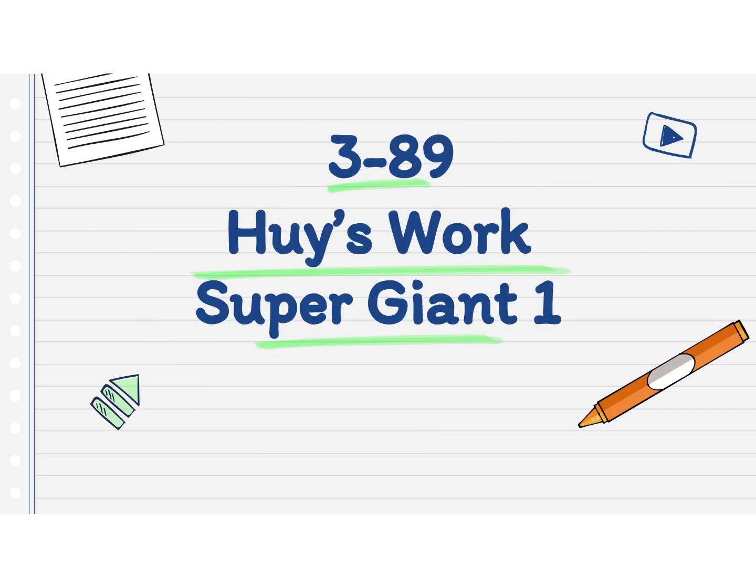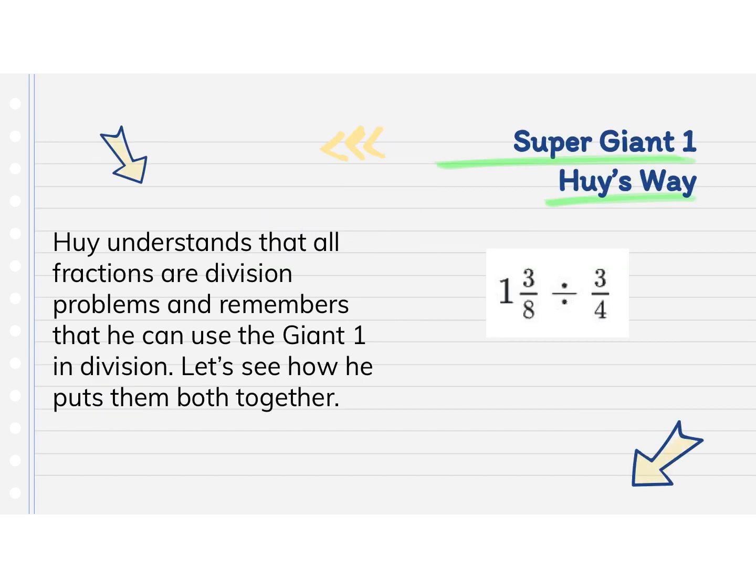So our next thing that we're going to take a look at is Huey, and he uses the idea of the supergiant 1. And this is something that we worked on when we did reciprocals yesterday. It's also information that will help you when you get into 8th grade, but it is a little bit more complicated. Go ahead and read this slide and then scoot forward when you're ready.